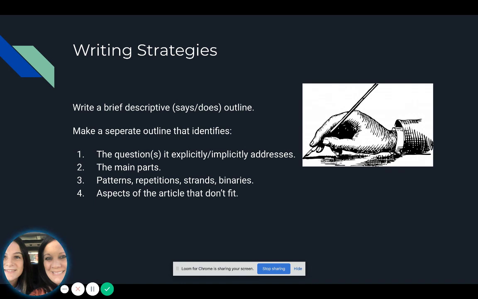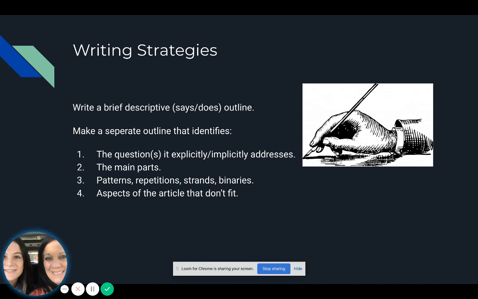For writing strategies, one of the things that we're going to do in this class, we're going to look at how to write a descriptive outline, a says-does outline. I think that's probably one of the easiest ways for young writers to figure out what an article is saying versus what it is doing. And I know you're probably thinking that those are one and the same, but they're not. An author can be saying something, but they can also be doing something while they're writing that as well. So if an author is saying that we should stop gerrymandering with voting districts, he is doing it by making an argument. So just kind of looking at how the two things relate, but they are different.